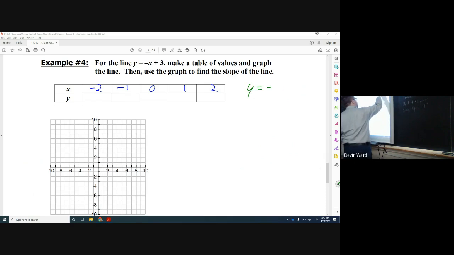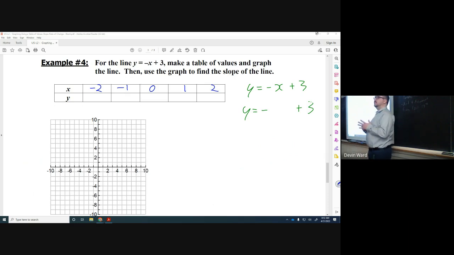So y equals -x plus 3. What's my first x value I'm putting in? 1. We can put in 1, sure. So we can do y equals -1 plus 3. And what's that equal? Yeah, -1 plus 3 is positive 2. Good. It's almost the same as 3 minus 1.